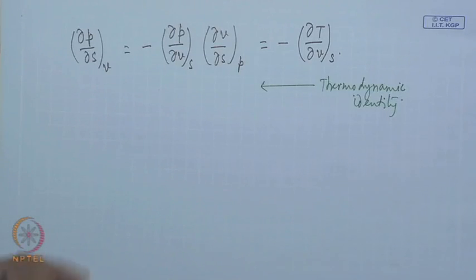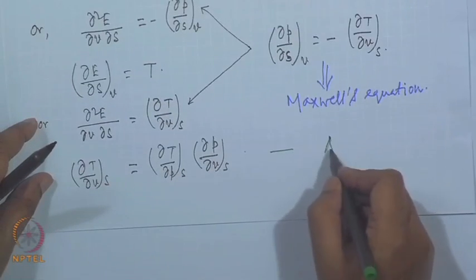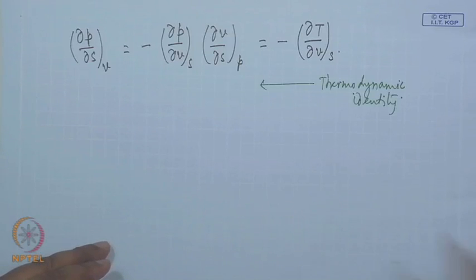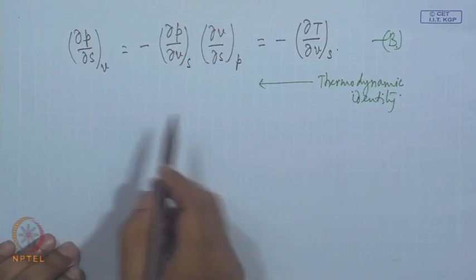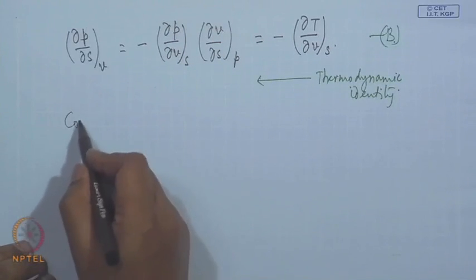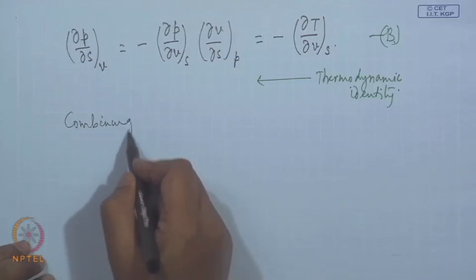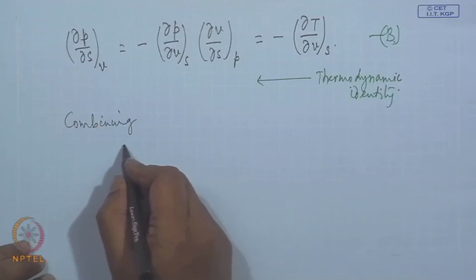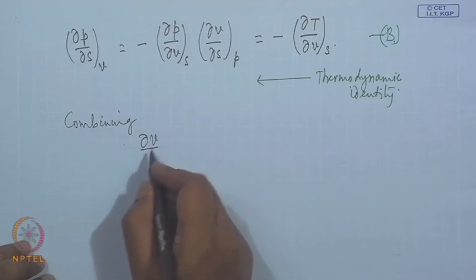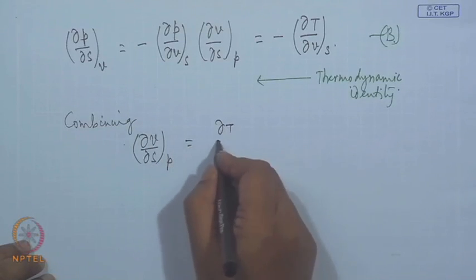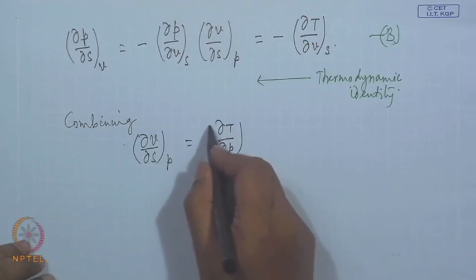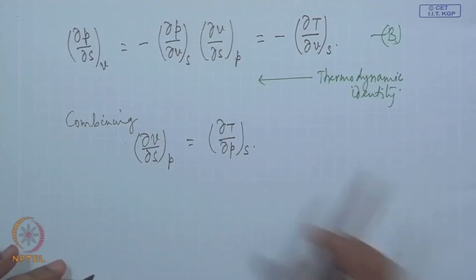Now, we can mark this first equation as A and this as B. Combining, we get dV/dS at constant pressure is dT/dP at constant S. This is also another Maxwell law.